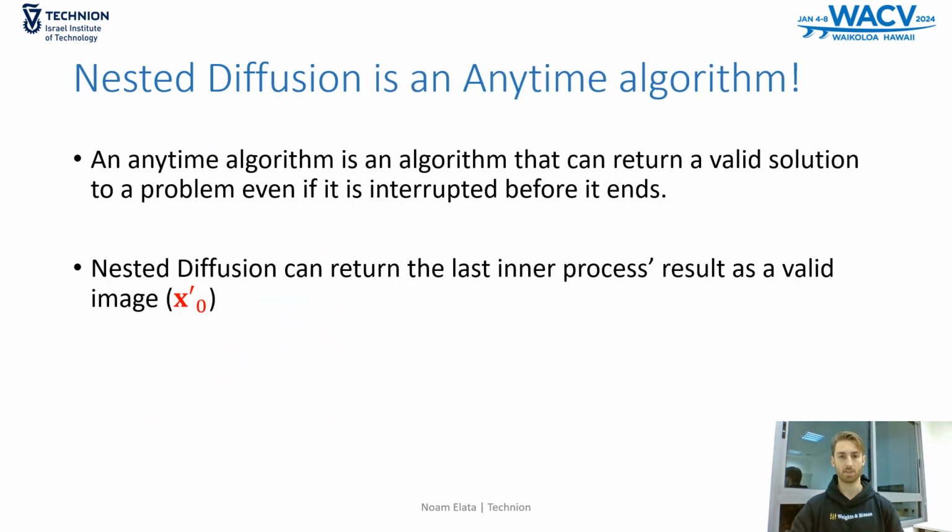Nested diffusion sampling algorithm has the advantage of being an anytime algorithm because the result of each inner diffusion process is a clean image sampled from P of x0 given xt. Stopping sampling during the generation algorithm would leave us with a satisfying image. Let's see what this looks like.